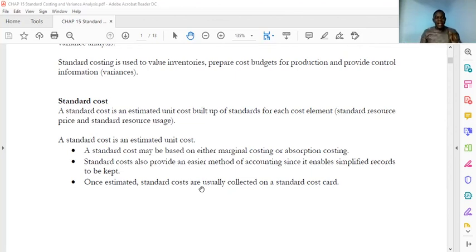Standard costs also provide an easier method of accounting since it enables simplified records to be kept.